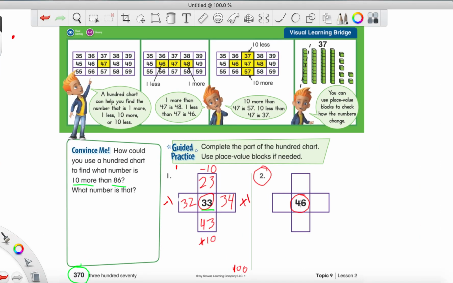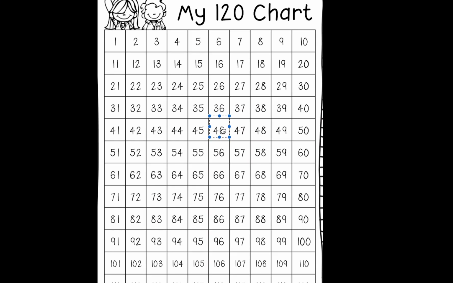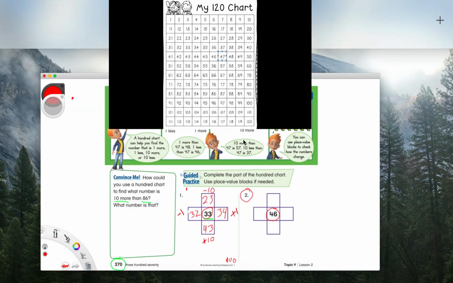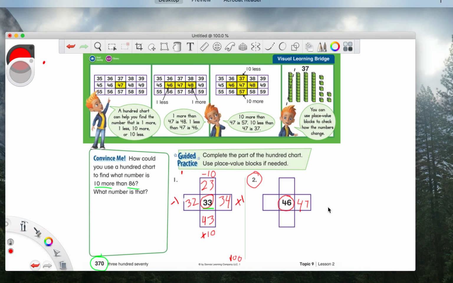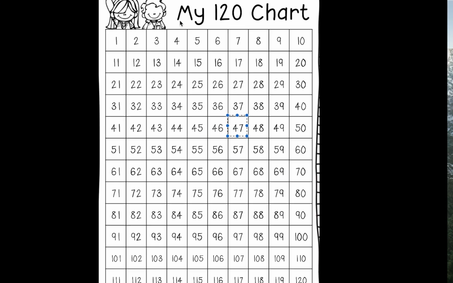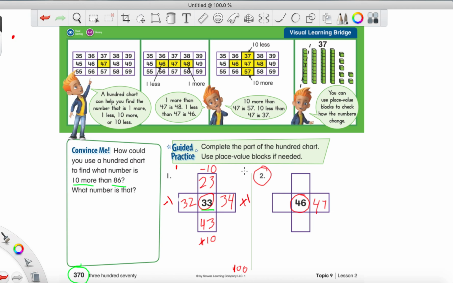Alright, so let's go through number 2. So we're looking at 46. Let's do 1 more and then 1 less. So 1 more than 46. Hop over 1. We have 47. So we can go ahead and write that in. And let's see, what is 1 less than 46? We hop backwards 1. And we're on 45.